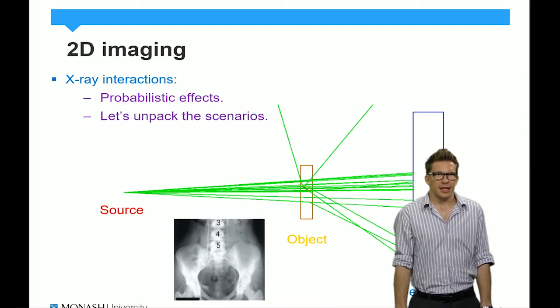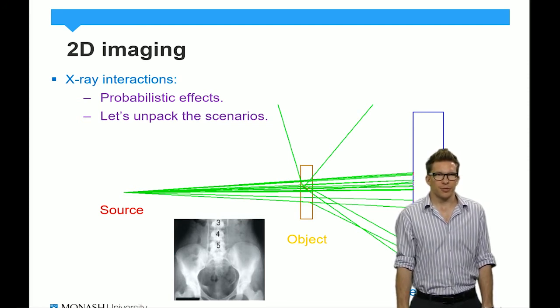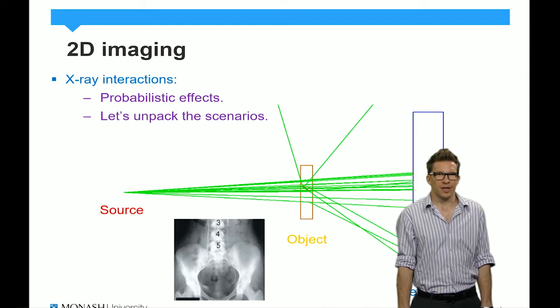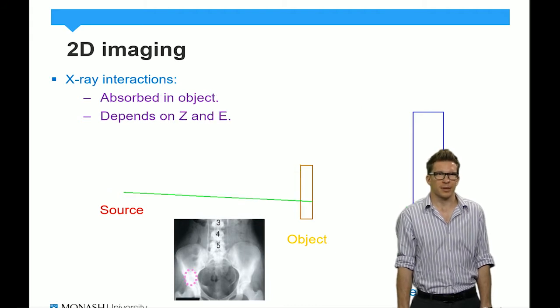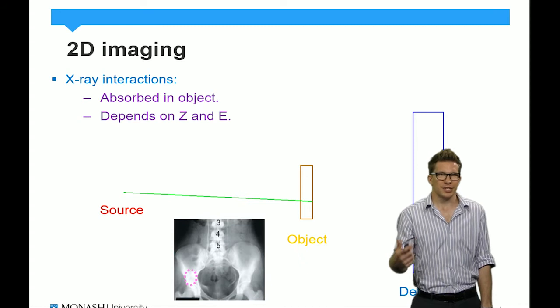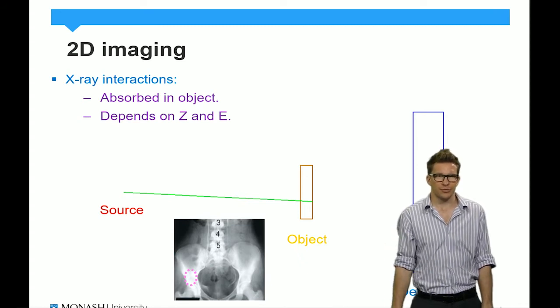Here we can see a conventional plain film radiography configuration where we have a source of X-rays incident on an object and a detector. The X-rays are shown as the green lines, the object is orange as a rectangle there, and the detector is the blue rectangle. Now the interaction of each individual X-ray is probabilistic. That is, the photon can be Rayleigh scattered, Compton scattered, or photoelectrically absorbed.